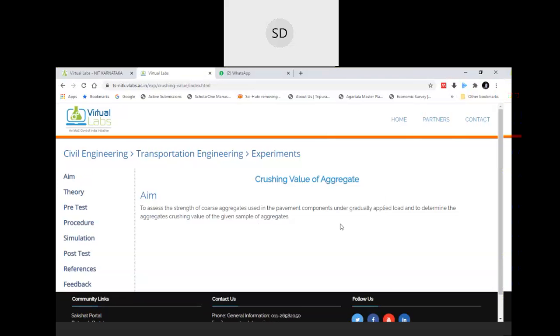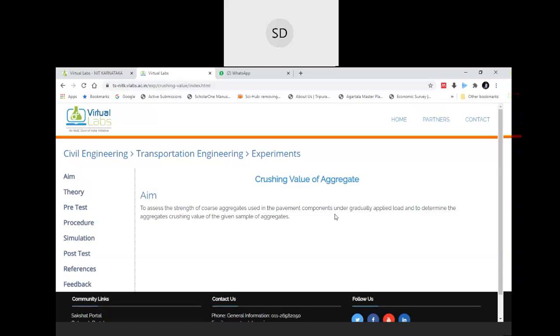So I think it is visible to you. Basically, the aim of the crushing value test is to assess the strength of the coarse aggregate used in the pavement components under gradually applied load. Gradually applied load means that the load will not be imposed as an impact on the material, but will be imposed gradually over the aggregate, and to determine the aggregate crushing value.